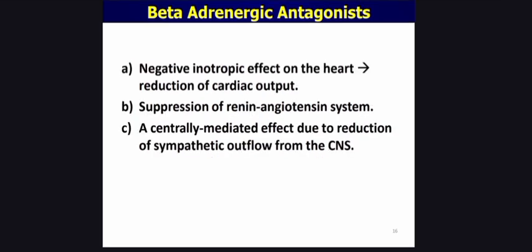We said the blood pressure depends on two parameters. What are these? Cardiac output and total peripheral resistance. What happens to the cardiac output when I use a beta blocker? What did we say the effect on inotropy and chronotropy? Negative. So what's going to happen to the cardiac output? It's going to be decreased. So we have a negative inotropic effect on the heart, which results in reduction of the cardiac output, leading to lowering of the blood pressure.